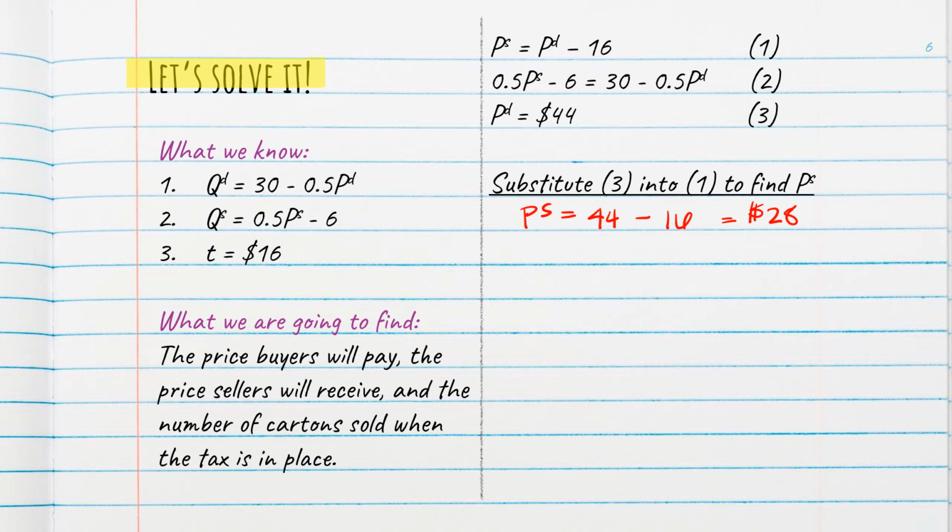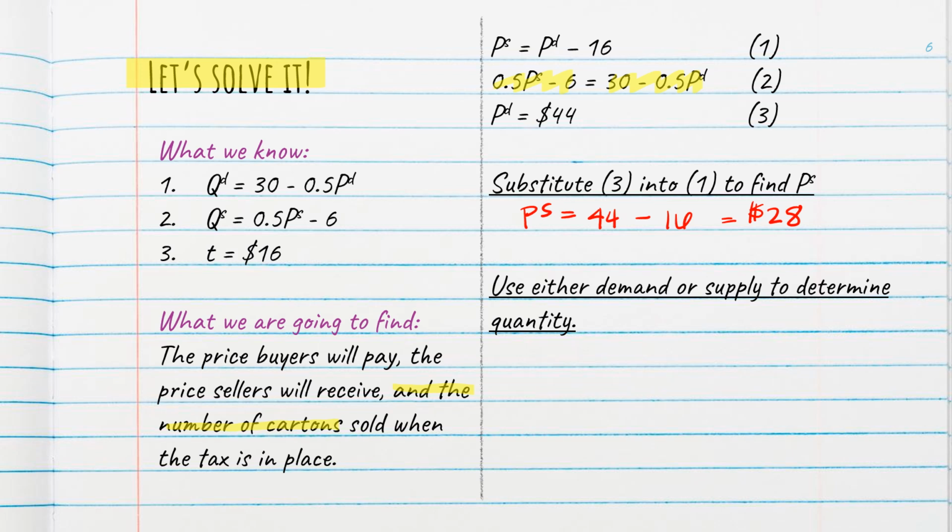Once we have the price that buyers pay, $44, and the price that sellers receive, $28, we have one final step. We need to use either the demand curve or the supply curve to determine the quantity sold under the tax. So in this case, we're answering that final part of the question: determining the number of cartons sold when the tax is in place. It's your choice. You can take the seller price, $28, and plug it into the supply curve, or you can take the buyer price of $44 and plug it into the demand curve. Either way is going to get you the correct answer, because we know those two things are equal to each other, because that's what the market clearing condition, equation 2 here, does.